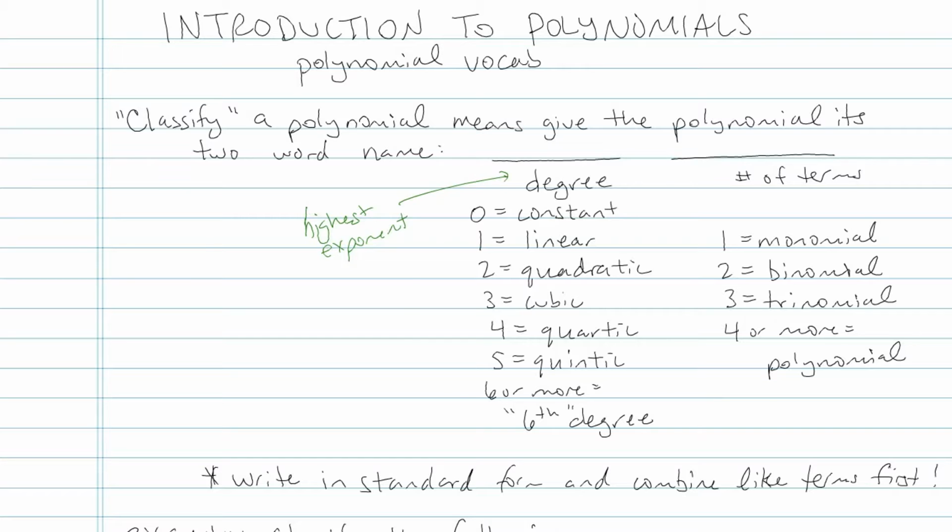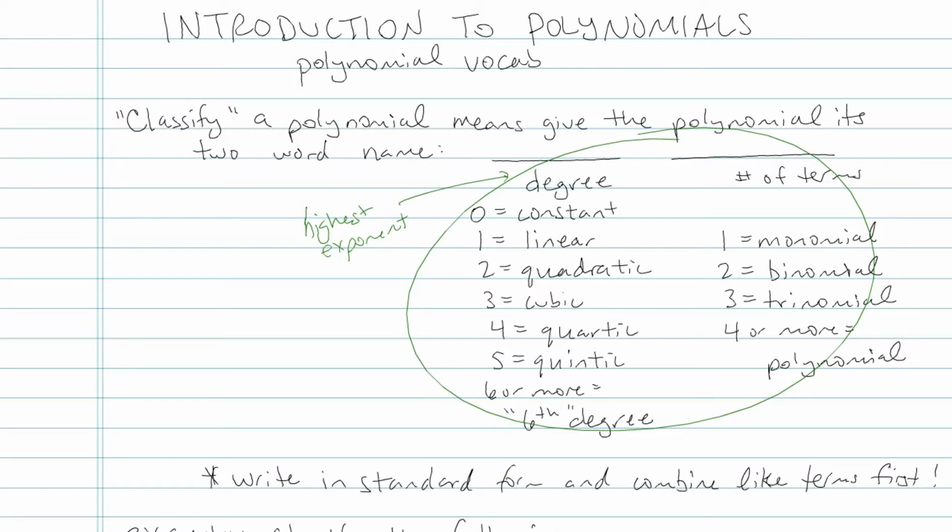And then here's a list of all the vocabulary. This is something you're going to want to memorize or get pretty fluent with. So if there's no x terms, if it's just a number, a constant number, you call it a constant. Degree 1 is linear, 2 quadratic, and so on. If you have 6 or more, you usually call it 6th degree, 7th degree, or you could say the nth degree. And then the second word is the number of terms, how many things you're adding and subtracting together. 1 term is a monomial, 2 is binomial, 3, that makes sense, right? Mono, bi, tri, and then 4 or more you just call a polynomial.